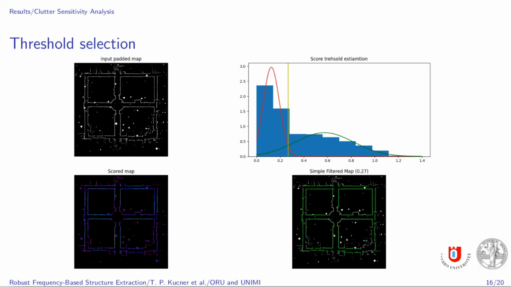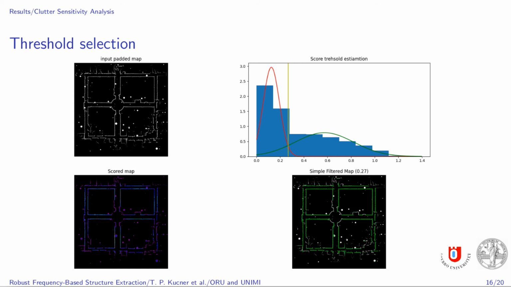So far, we have not discussed how to decide which pixel to retain in the map as part of the structure and which one should be discarded as clutter or noise. Of course, it can be done by manually deciding a suitable threshold for the map. However, such a method will be cumbersome and will require expert knowledge to perform such a selection. Instead, we propose to use a method based on a two-component Gaussian mixture model.